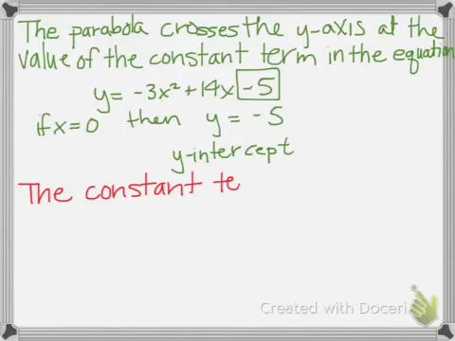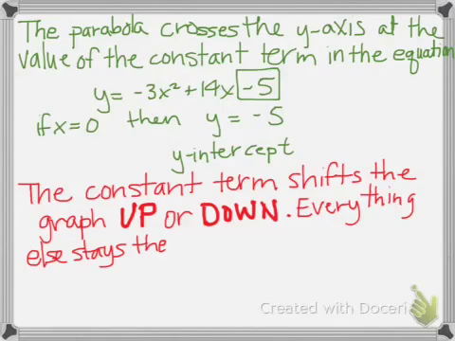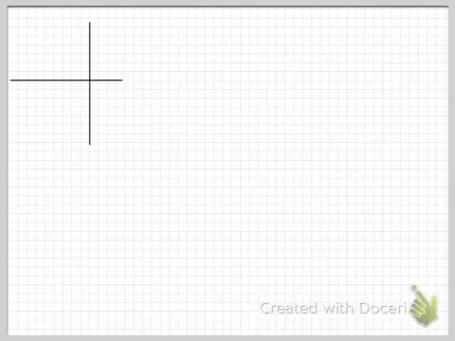The constant term shifts the graph up or down. So it's that number that's out there by itself that tells it to go up or down. The shape of the parabola is not affected. Everything else stays the same except it just moves it up or down.